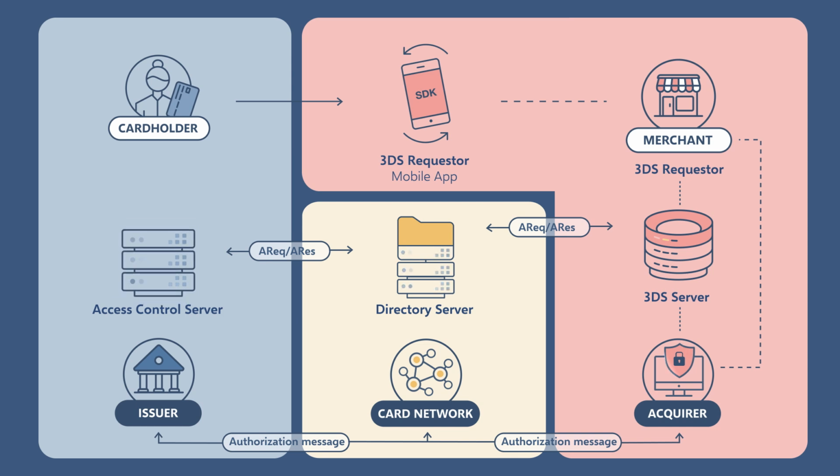Next, it is up to the issuer to decide whether to continue with frictionless or challenge flow and to return the result within the authentication response. NetCetra 3DS server then informs the browser or the SDK about the issuer's decision. If the issuer decides to frictionally authenticate the cardholder, then the transaction is complete. However, if the issuer decides to challenge the cardholder, the transaction continues to the next step.